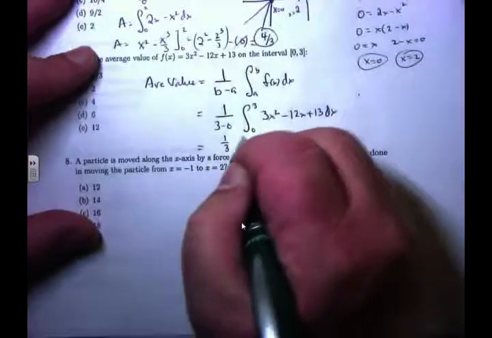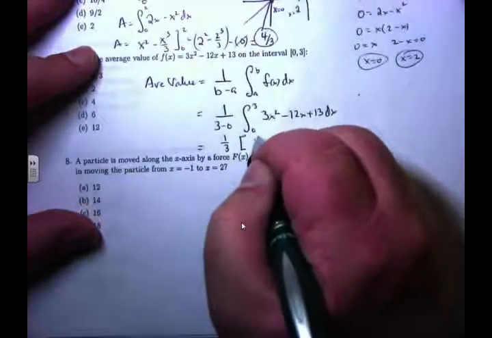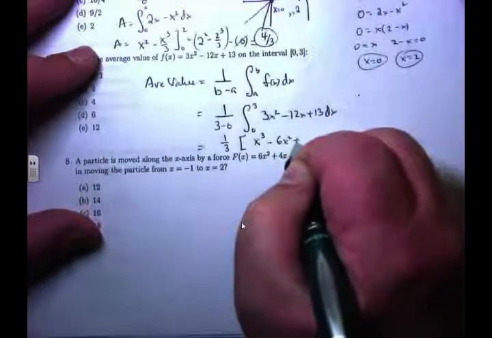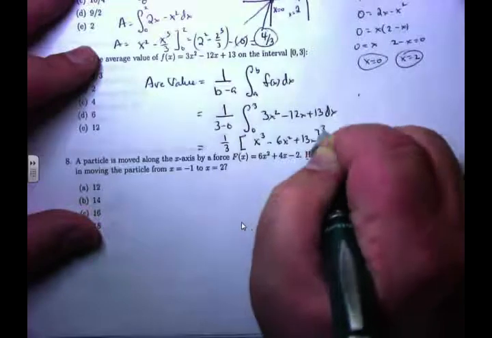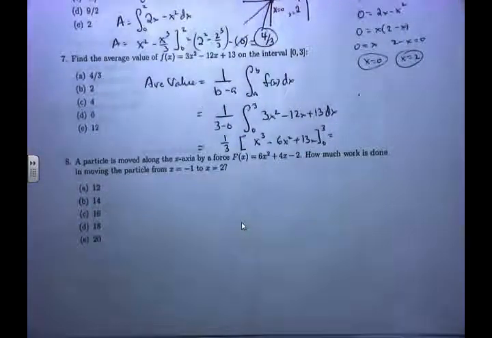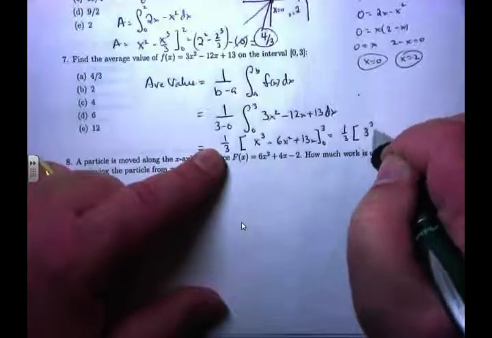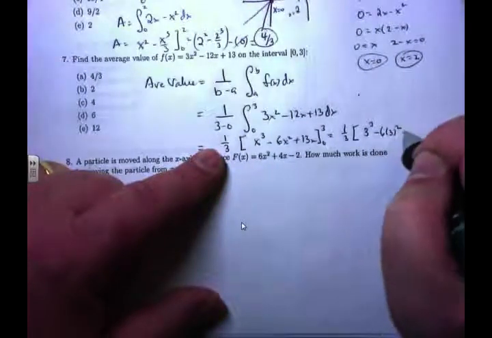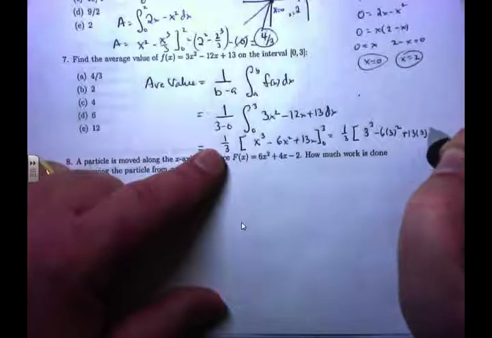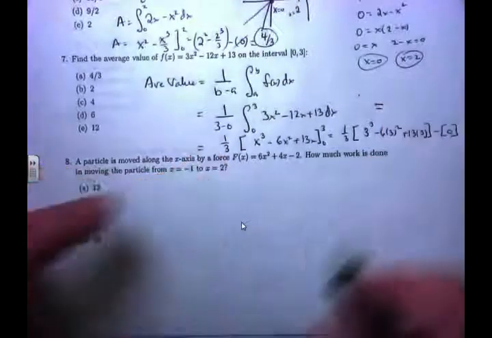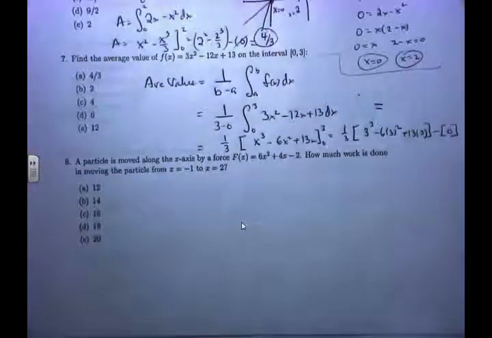This is going to be equal to 1/3 times the integral, 3x squared is x cubed, minus the integral of 12x is going to be 6x squared, plus 13x, evaluated from 0 to 3. Plug in top minus plug in bottom. This will be 1/3 times 3 cubed minus 6 times 3 squared plus 13 times 3, minus plug in 0, I get 0. So from this point on, it's just nothing but crunching numbers on the calculator. So when I crunch them on my calculator, I get this.